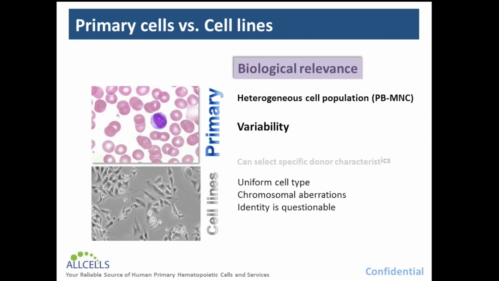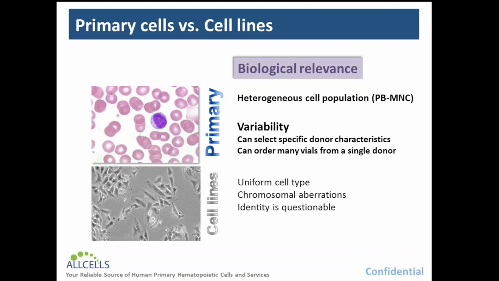AllCells can help you in this process by supplying primary cells with donors in specific demographics, with specific genetic backgrounds, including HLA typing, and can even do custom screens of donor panels for your projects. Furthermore, if you want to work consistently with a single donor cell to control variability in your project, AllCells can bank the cells for you or recall a specific donor for repeated use.